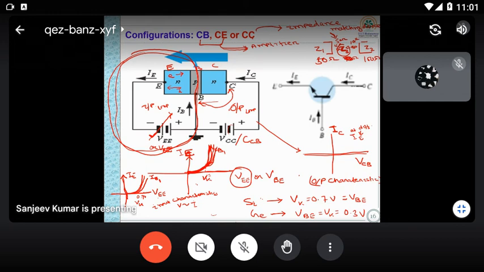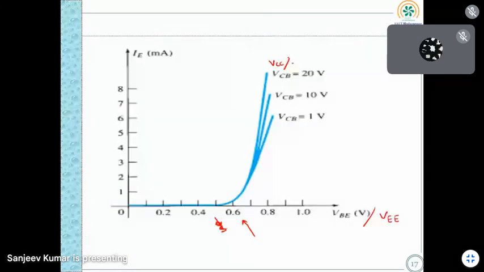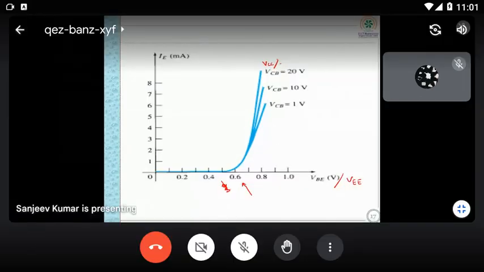Similarly, if I go for output, you can see IC versus VCB. You have to plot IC versus VCB or VCC, because the voltage which is connected between collector and base, we can write as VCB or VCC. So this behavior we'll see here. Once again, I'm showing the actual diagram which is given in your book. So this is your input characteristic. Only here you remember what are the variables we are using based upon that characteristic.